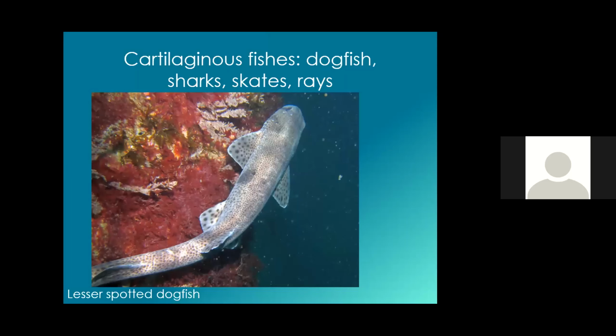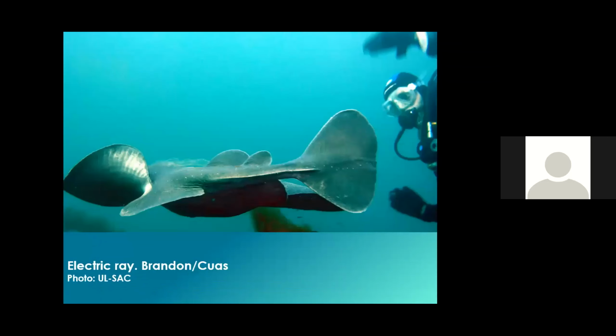Basically, fishes fall into 2 groups: the cartilaginous fishes, which include the dogfish, sharks, skates, and rays. And I've just put in one picture here, a picture of an electric ray, which was taken in Brandon in Kerry. It was taken in apparently about 2 meters of water.